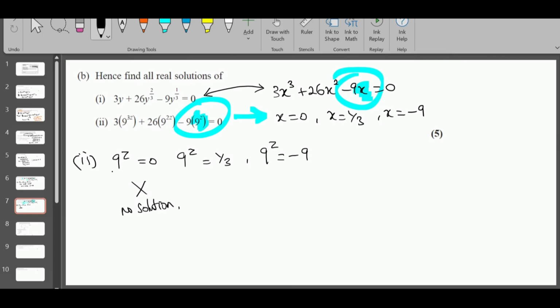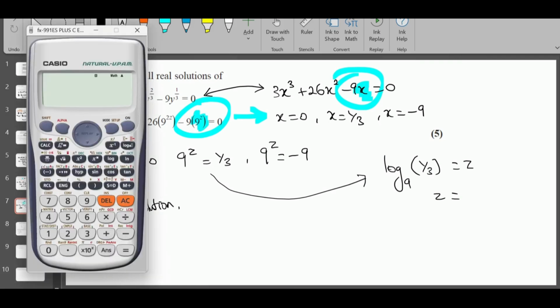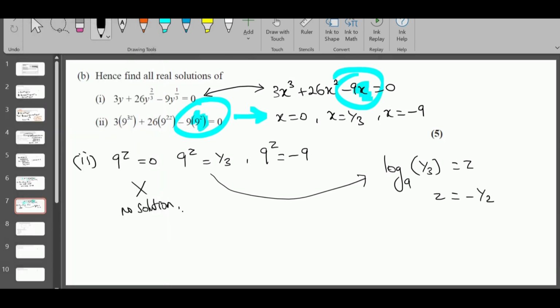You can write 9 power z as, if you know logarithms, you can use logarithms. If you have learned P2 logarithms already, you can rewrite this as log of 1 over 3 to the base 9 is z. You will get the value of z. That's one of the ways to solve it when the unknown is in the power. Log base 9 of 1 over 3 is minus 1 over 2.